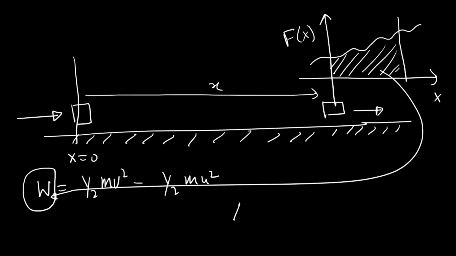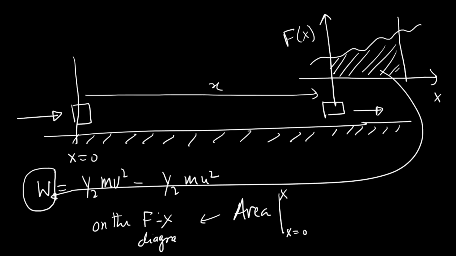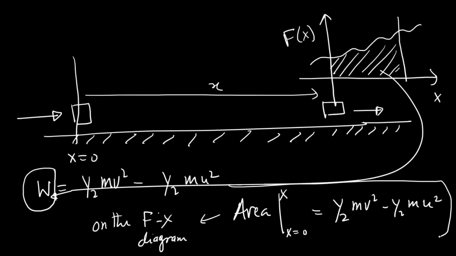So we can write it like this: the area from x equal to 0 till x on the Fx diagram is equal to final kinetic energy minus initial kinetic energy, and this can be proved.